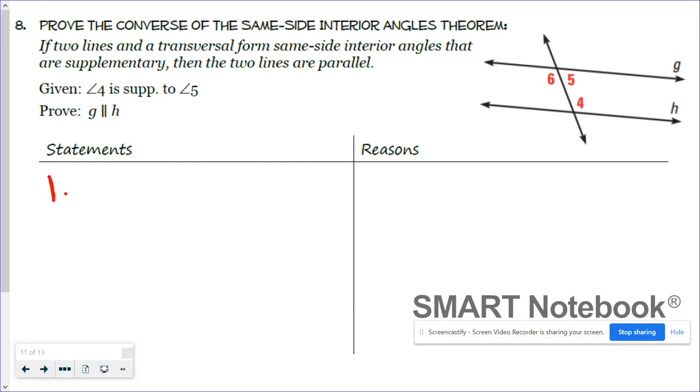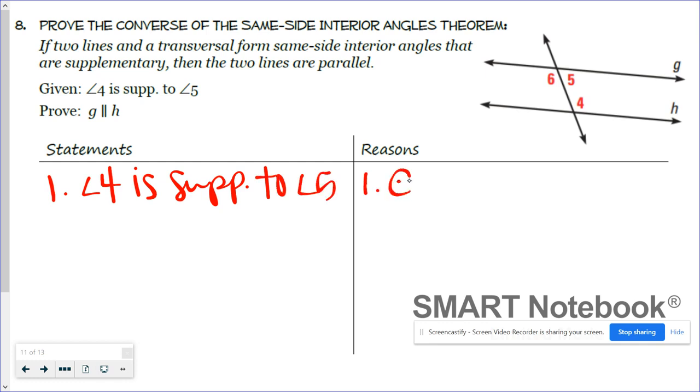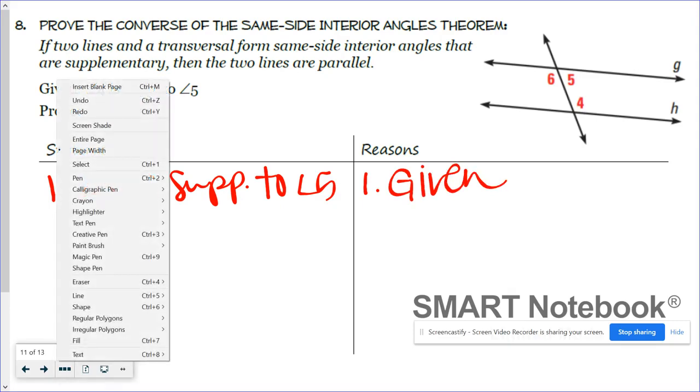We have to go around that. We have to use something else. So we know that angle 4 is supplementary to angle 5. We want to prove G and H are parallel to each other. We cannot use same side interior angles to do it. So what are you thinking?